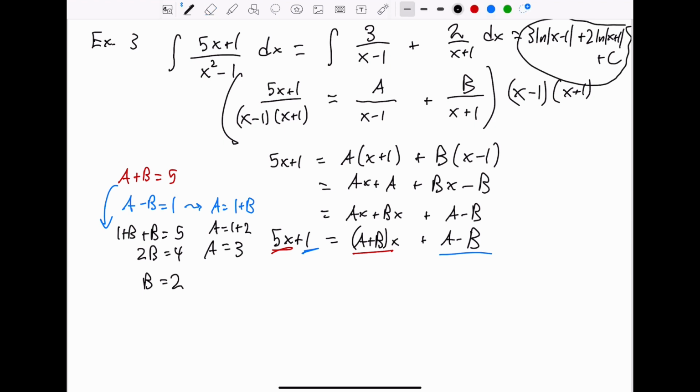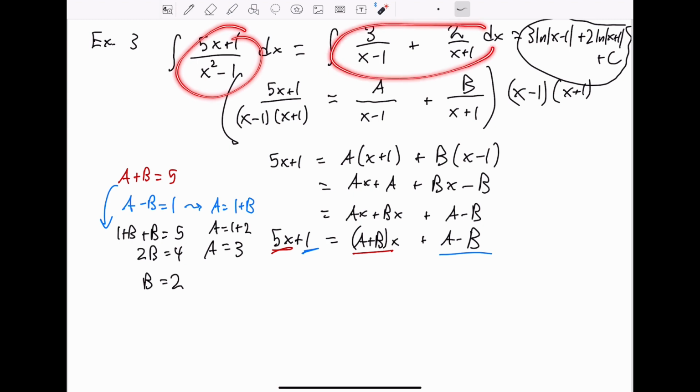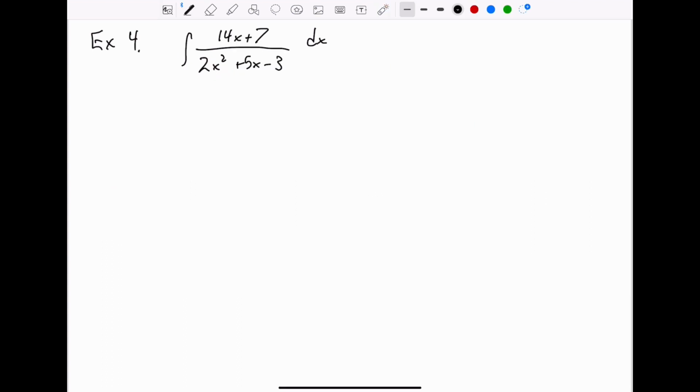Notice that the majority of the work for this problem was doing the partial fraction decomposition. Once we successfully decomposed the fraction into smaller fractions, it was relatively easy to find antiderivatives. Let's take a look at example 4.